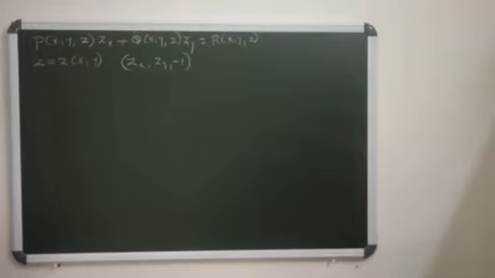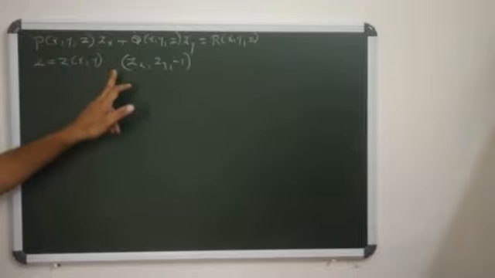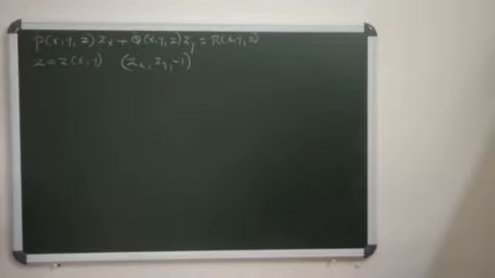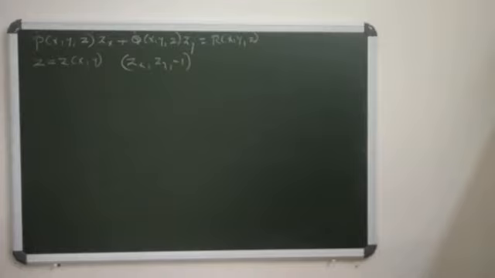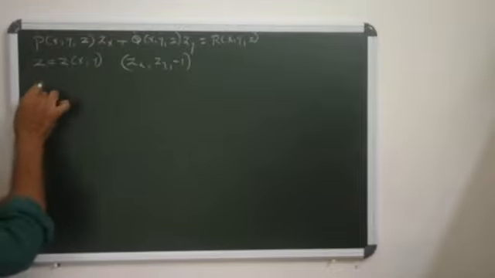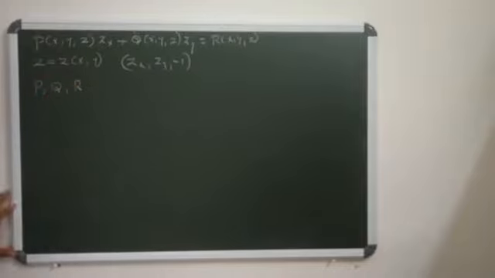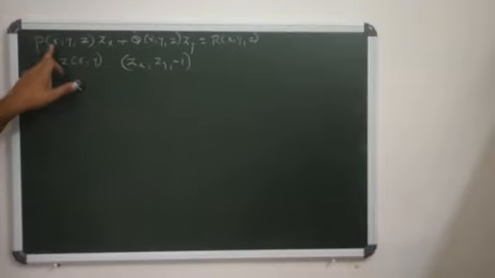The normal to this integral surface has direction ratios z_x, z_y, -1. Okay, so consider this quasi-linear equation. Here P, Q and R have continuous partial derivatives with respect to x, y and z, and they do not vanish simultaneously.